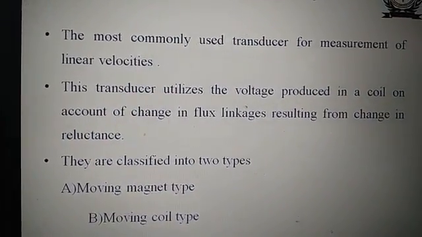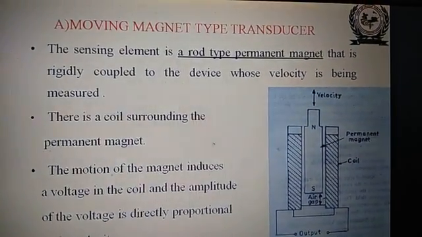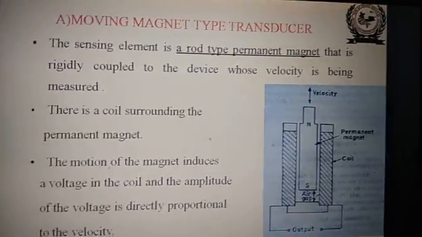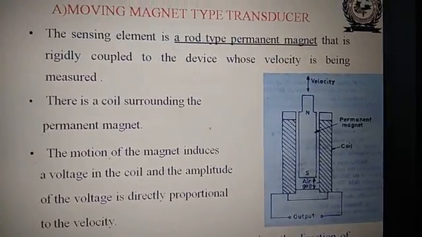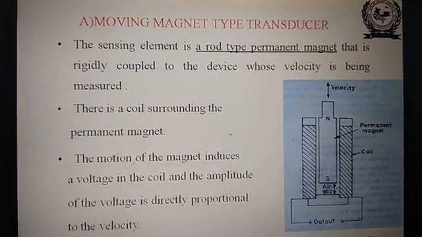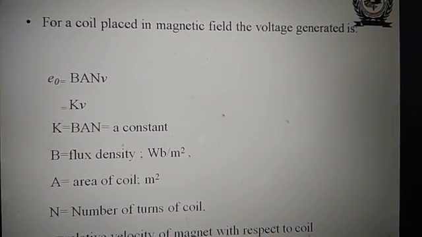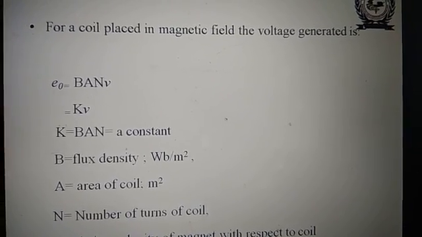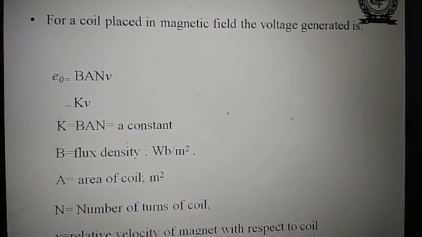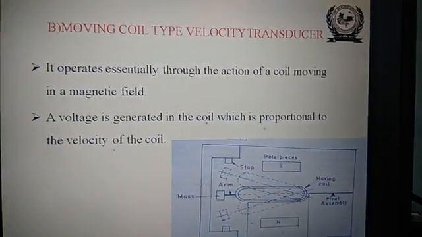Let us see this. We have seen the moving magnet type and moving coil type. Moving magnet type transducer, this diagram, and how the permanent magnet is kept between these two coils, and the voltage is proportional to the velocity, that we have seen. And this equation for the output voltage, E0 is equal to B into A into N into V, where E0 is equal to K into V, proportional to velocity. This we have seen. Advantages and disadvantages of this method.